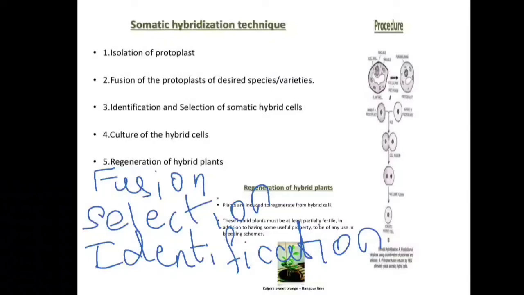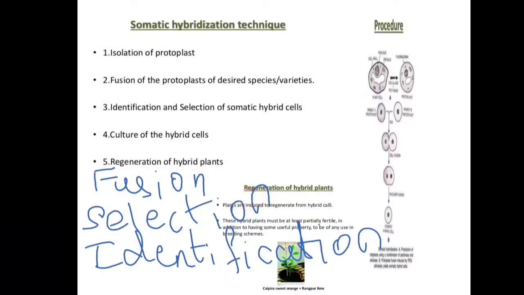Okay, so in fusion, you came to study about the spontaneous fusion, mechanical fusion, and induced fusion. Moving towards the next method of somatic hybridization, that is the selection of the hybrids. The selection of the hybrids involves various methods like the biochemical method and the visual method. Okay, so there are two methods in the selection of the hybrids. They are the biochemical method and the visual method.